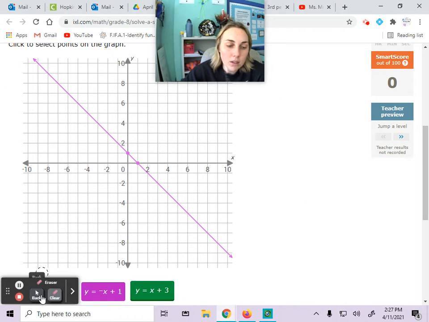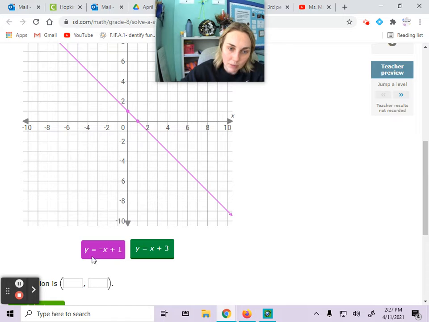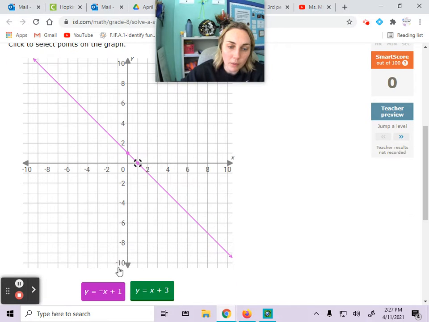And now I'm going to plot this line right here. So that was my first equation. You got to look down here to make sure that that was the line that you graphed, okay? So now I'm going to move on to the second equation. Down here, I'm going to click this second equation button. So now I'm going to graph it.